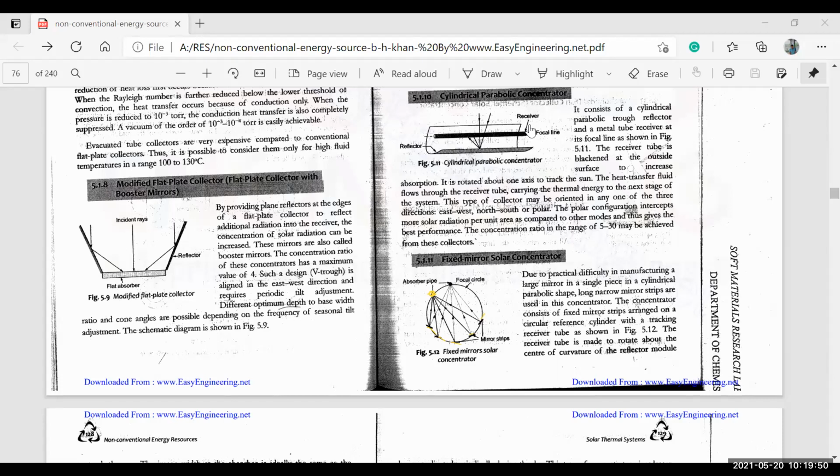So these are placed at an angle where they can reflect to this particular point. Wherever it falls, the reflection goes to the absorber.